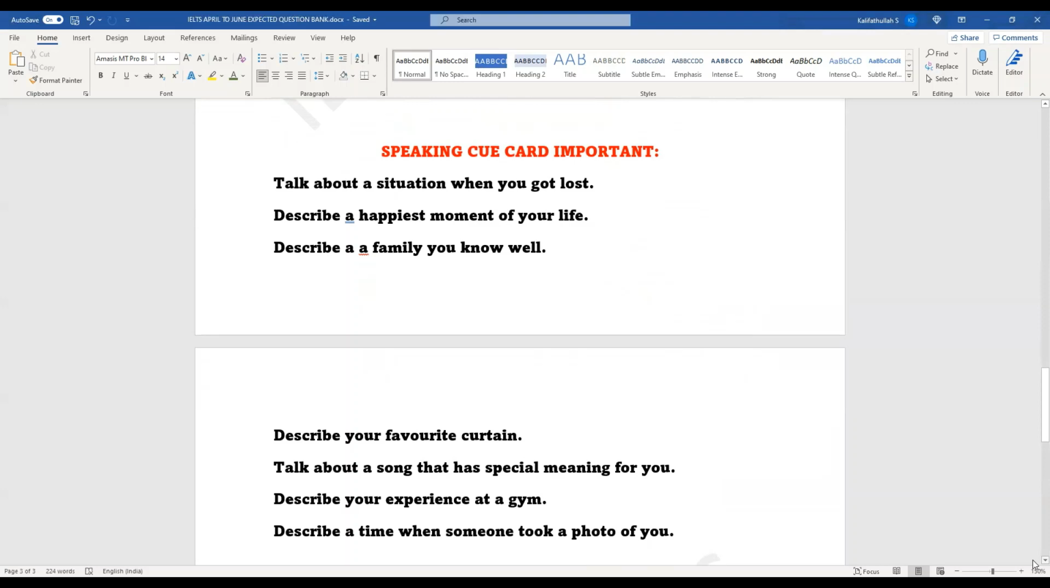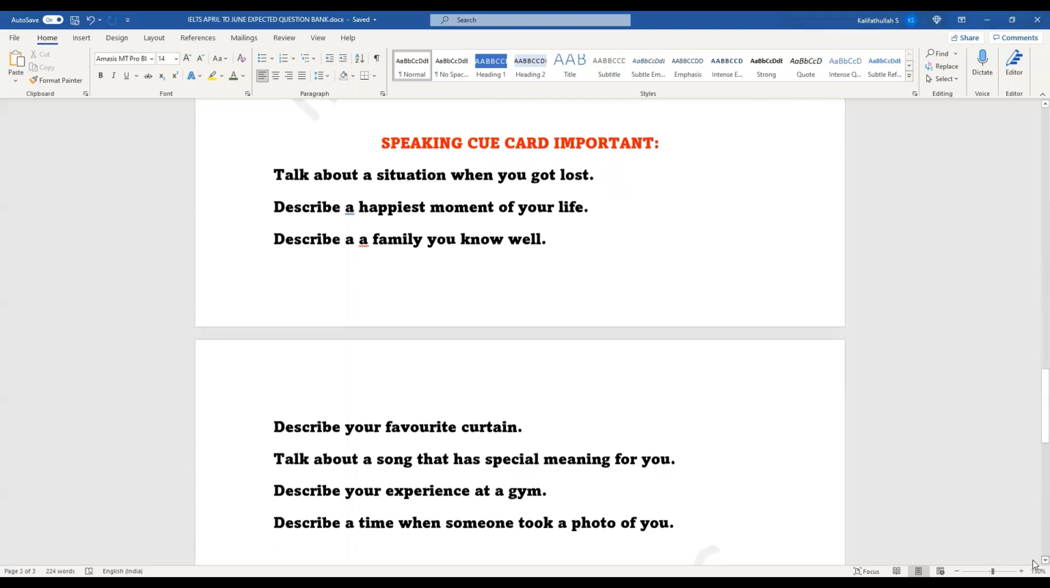That is, talk about a situation you got lost, you were lost in some place. And describe a happiest moment of your life when you were very happy, jovial. It can be anything. Describe a family you know well. So a family other than your family, any one family that you know very well. You have to describe about that, the people, the personality, and how they mingle, or are they good or are they bad. Describe your favorite curtain.